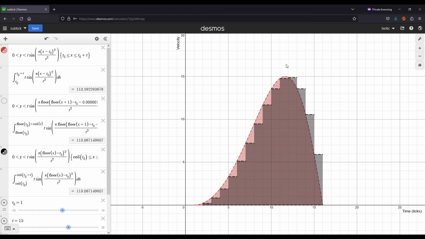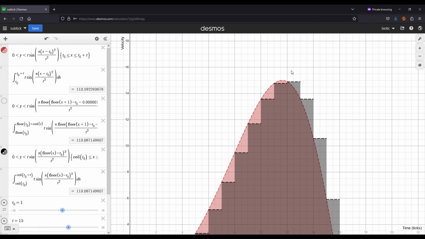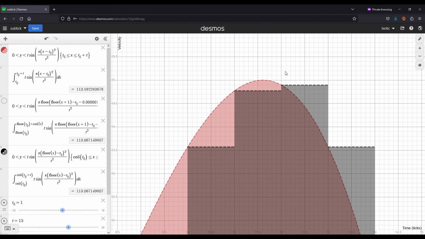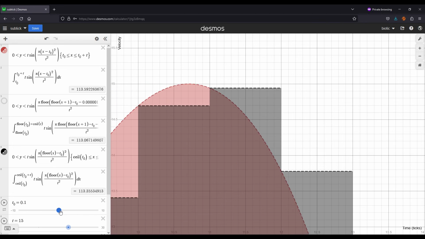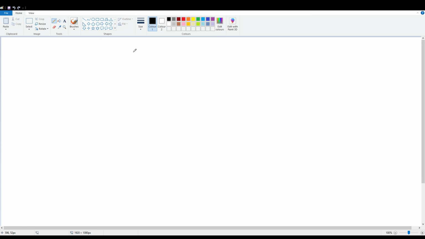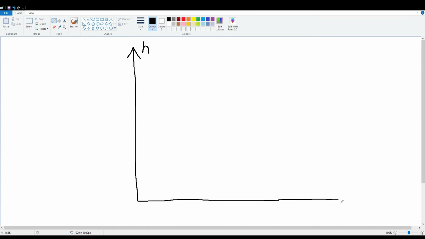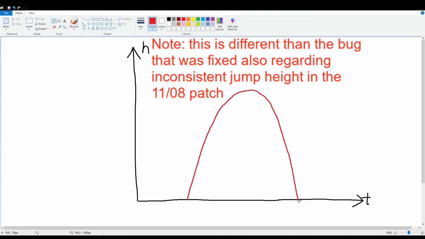Or, if instead of the y-axis being velocity, we treat the y-axis as height, so now this graph represents height during a jump, you can see that the maximum height you reach now changes slightly depending on when you jump. Once again, the actual graph would actually look more like this, being a parabola, but the same principle still applies, the shape of the graph doesn't matter. And this is the reason that maximum jump height is inconsistent compared to CSGO.